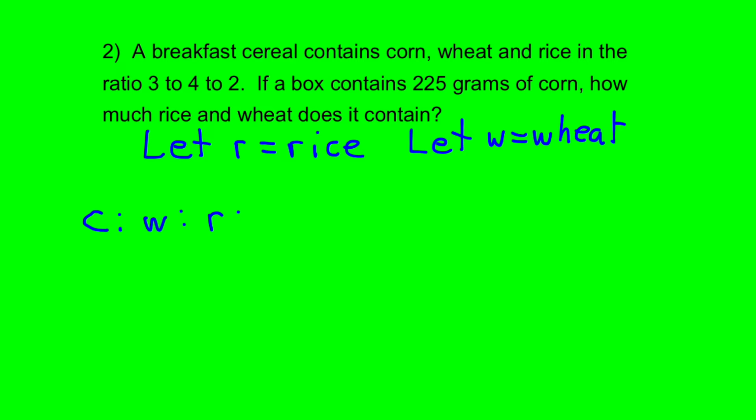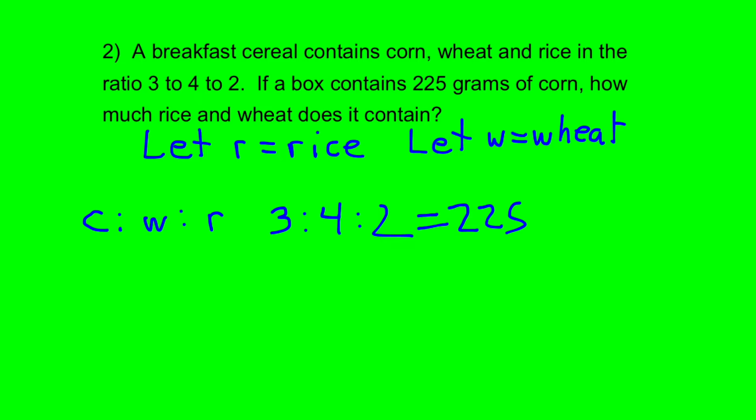That's the order our ratio has to go in. So that's the ratio given in the problem. That's pretty obvious right there. So for our numerical ratio, we'll say that that's 3 to 4 to 2. But now to complete the proportion, we have to make another ratio that makes that comparison. Well, you can see the first part of our ratio has to be corn. And in the problem, it says we have 225 grams of corn. So 225.